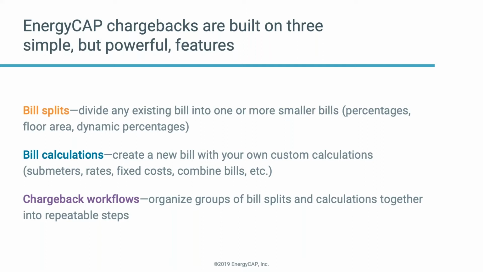We also have a feature of our chargeback process called bill calculations. And with bill calculations, you're creating a brand new bill. You're not using a bill that was already given to you by a vendor. Instead, you're using EnergyCAP to create a bill from scratch using your own custom calculations. Those could be based on sub-meter readings, using your own defined rates. You might decide to use fixed costs or combine bills together to create a new type of bill. There are lots of different ways that you can configure bill calculations. It's one of the most flexible parts of EnergyCAP's chargeback features.